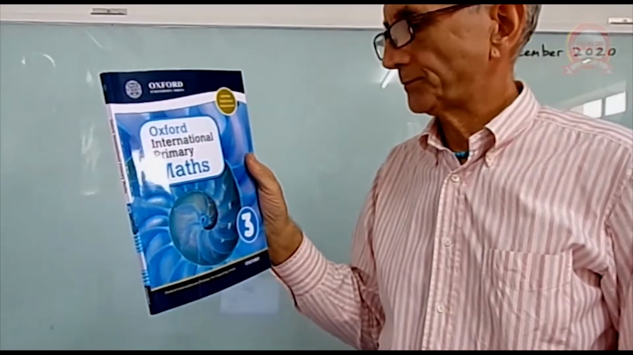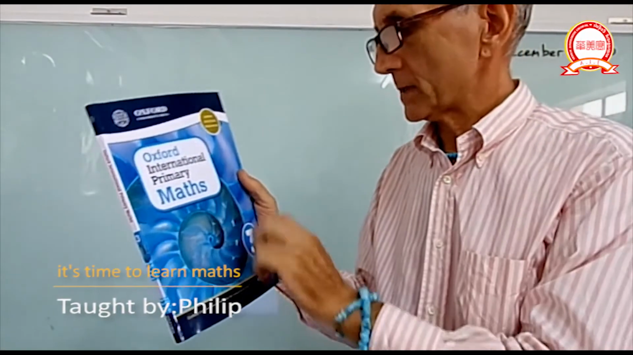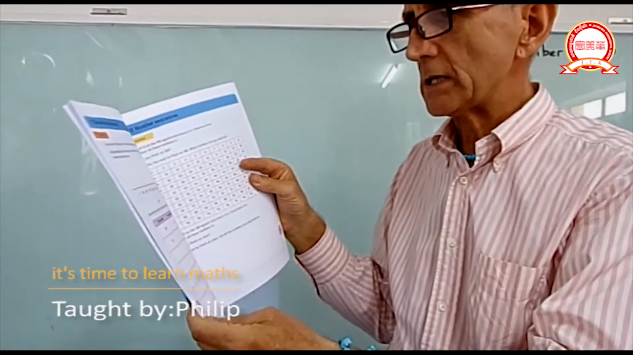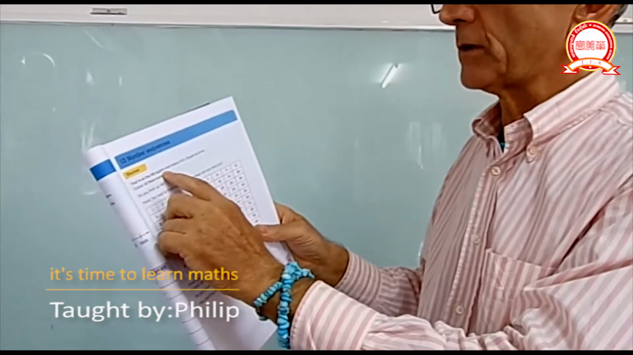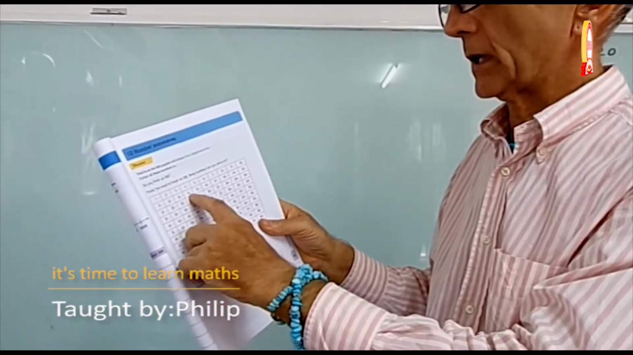Grade 3, Primary Maths, Book 3, page 13. Find 14 on the 100 square and colour it. So you're colouring that square.